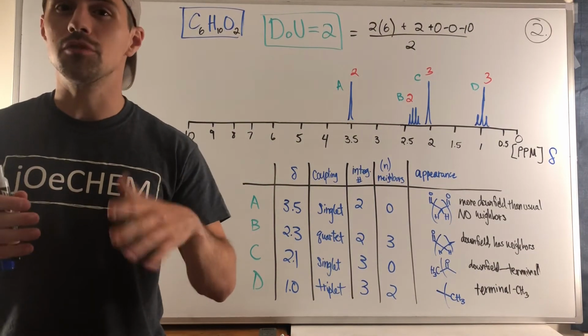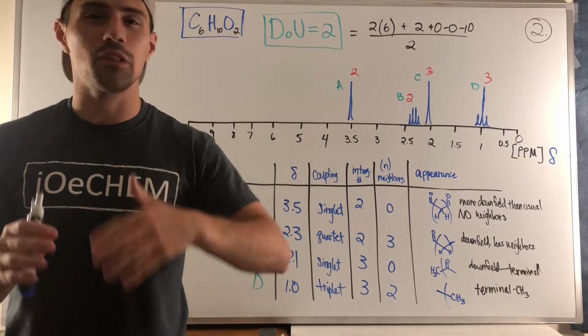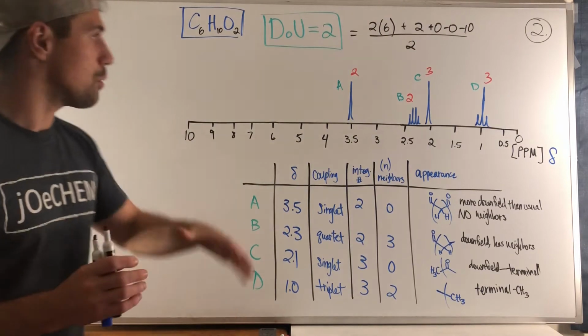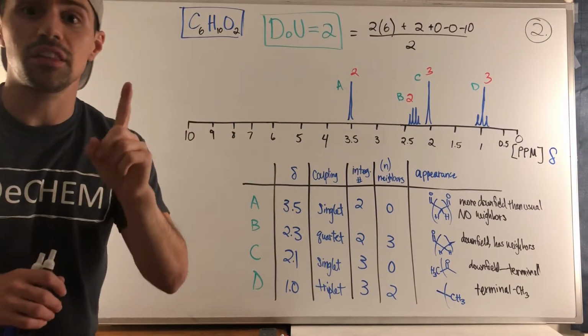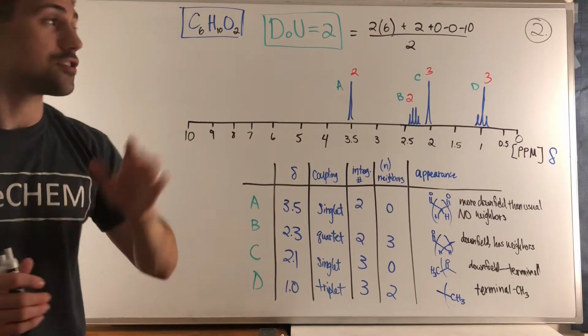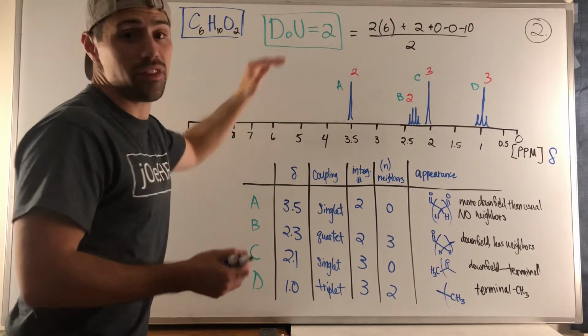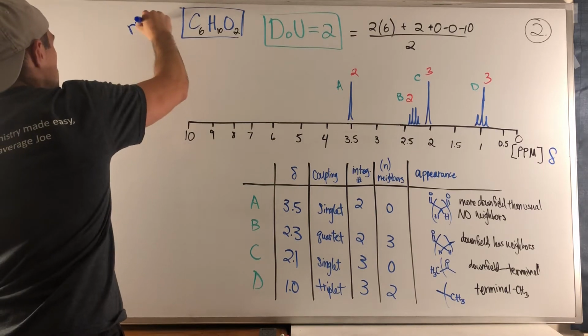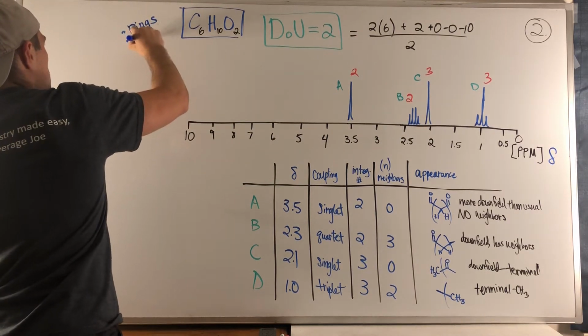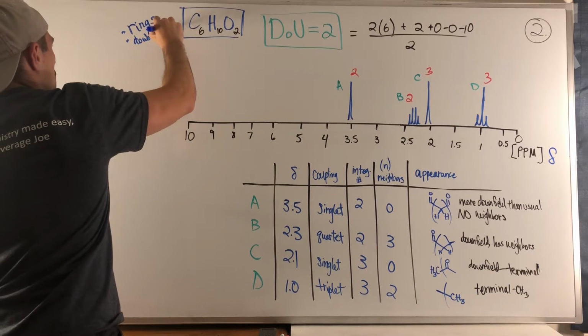And I'm going to try and do this a little bit more efficiently than the first one because I got a little bit too in the weeds. So, if we take a look here, look at your formula. Step 1 is calculate those degrees of unsaturation. So here, you can see that we ended up with 2. So remember, degrees of unsaturation: rings, double bonds.